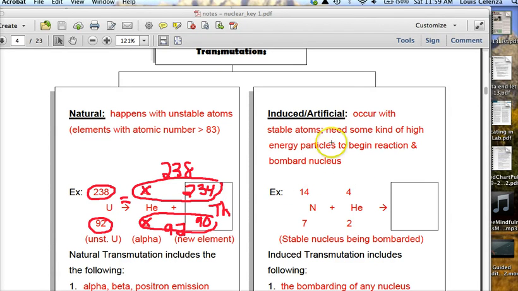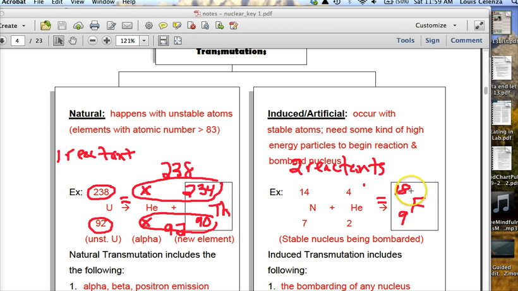If you look on the right side here, this is an example of artificial. Notice first thing that you have at least 2 reactants. And on this side, under natural, you had only 1 reactant. That's a way to distinguish right away natural from artificial transmutation. But the whole idea of this arrow being an equal sign is basically the same. So this new element is going to have a mass of 18, because now you're combining them, and 9, which would mean that this element now has changed into fluorine. This particular isotope of fluorine has a mass of 18.